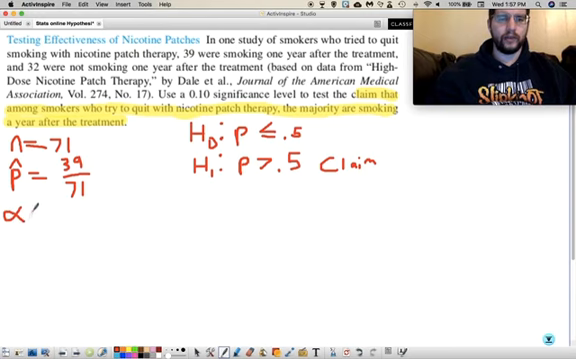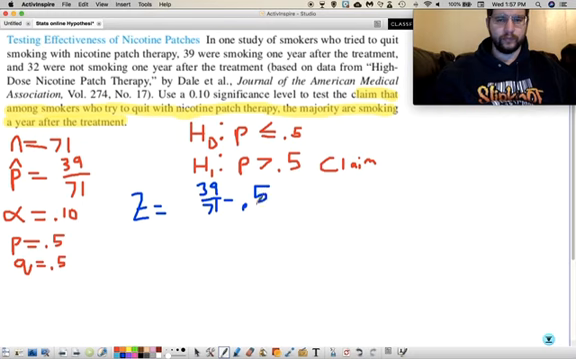So now we need alpha value of 0.1. P is 0.5, so Q is 0.5. And now we need to get our test statistic. You can look up the formula. P hat minus P over the square root of P times Q over N.